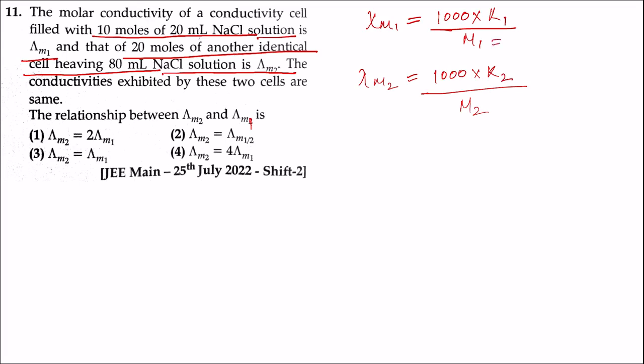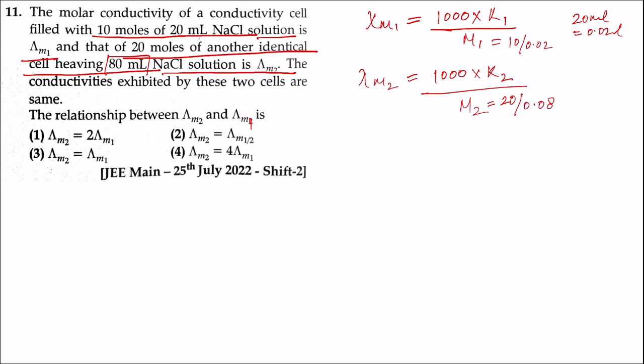Molarity of solution 1 will be equal to number of moles divided by volume of solution in liters. Number of moles is 10 moles divided by volume of solution in liters. Now the volume of solution for this is given as 20 milliliter. In liters it will be 0.02 liter. So 10 divided by 0.02. Molarity of the second solution will be number of moles, that is 20, divided by volume of solution in liters. Volume is 80 milliliter. We convert this to liters, then volume will be 0.08 liter.